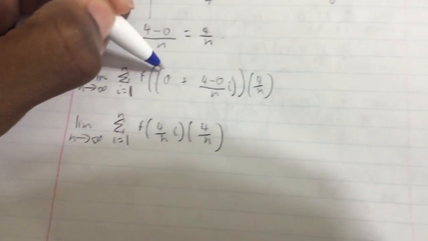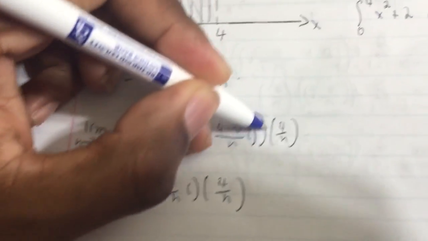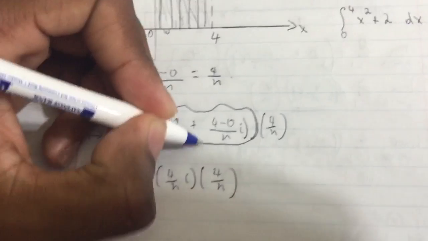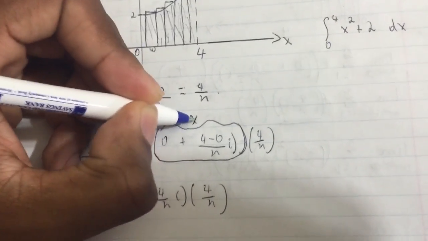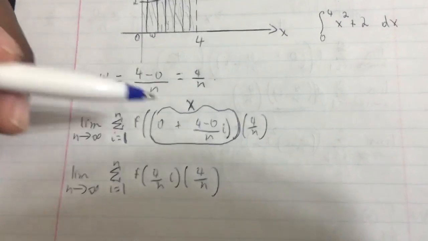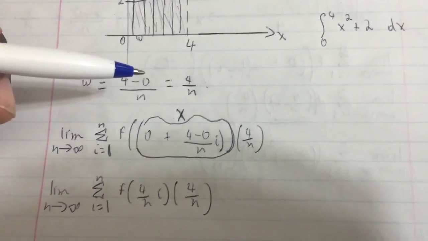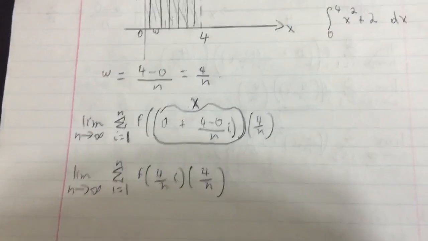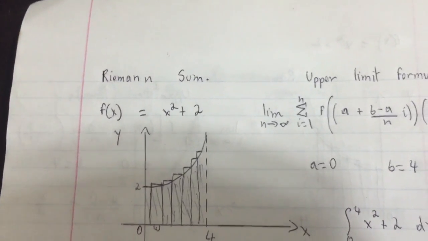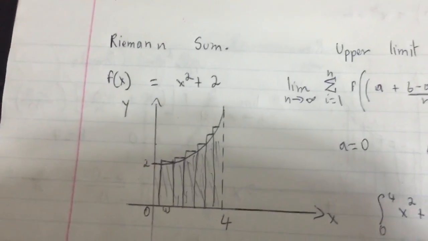So guys, this section right here is basically your x value. We just call this our x value. Since you have your x value, the next step will be to plug it into the original function, so you'll be able to solve for the upper limit formula.